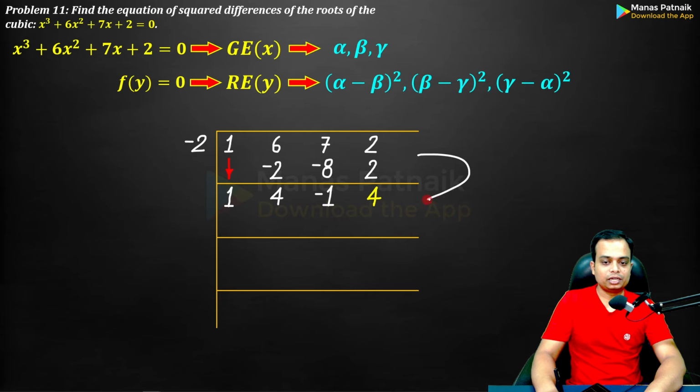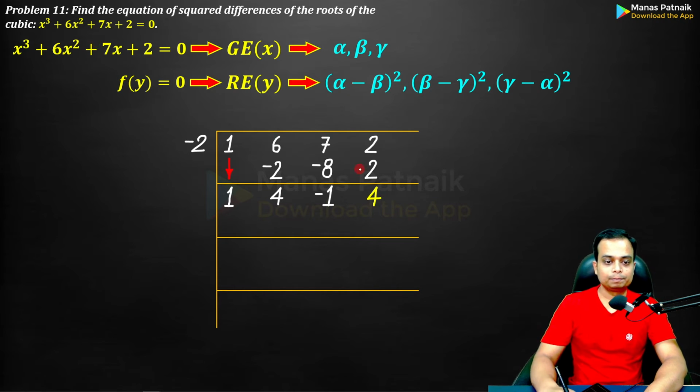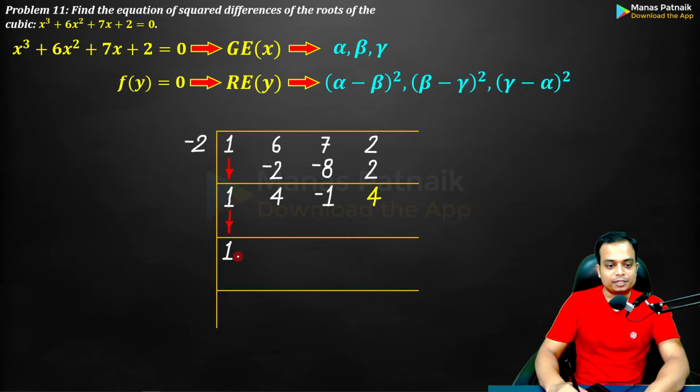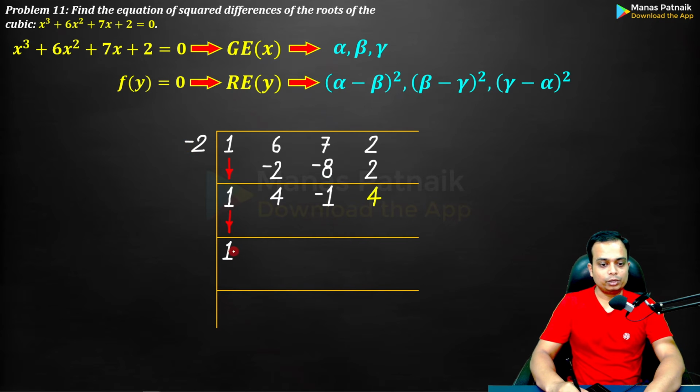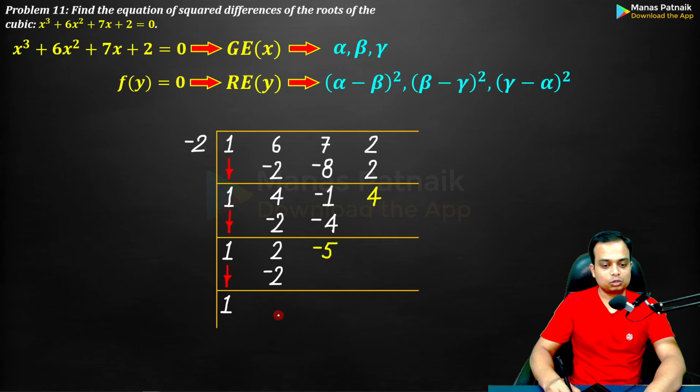So there are going to be 3 stages. Why 3, sir? It's a cubic equation. Had this been an equation of degree 4, there would have been 4 stages. For degree 5, 5 stages, and so on. Copy. -2 into 1, -2. This is 2. -2 into 2, -4, so -5. That's your another remainder. Copy. -2 into 1, -2. -2 plus 2 becomes 0.